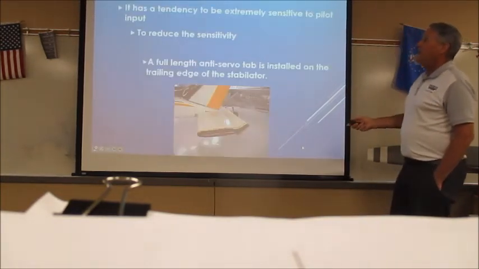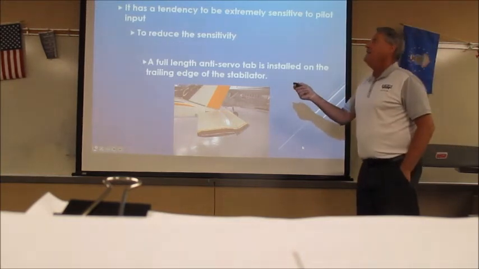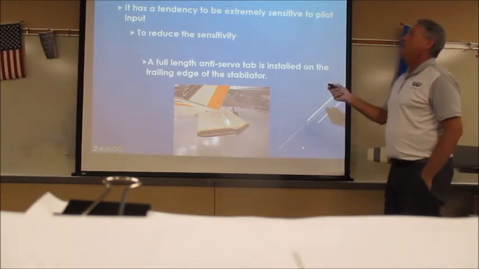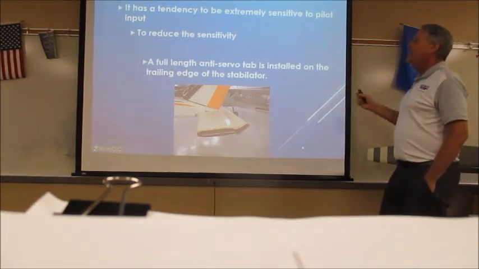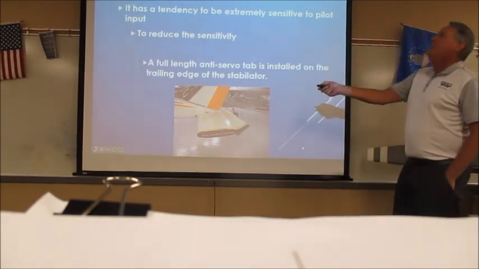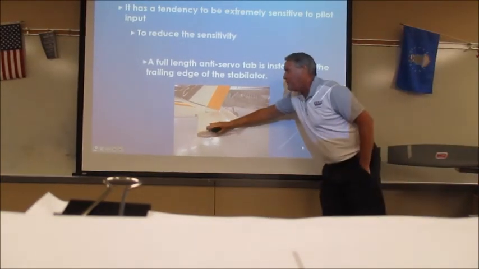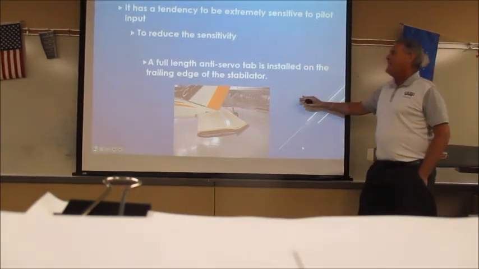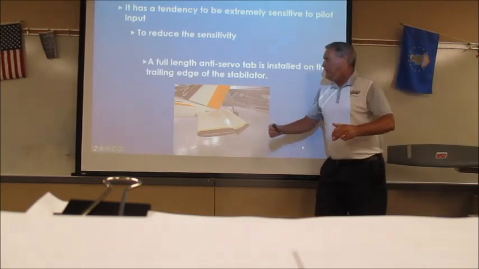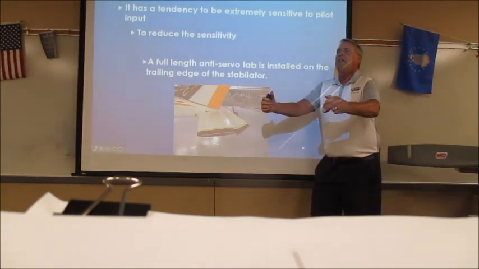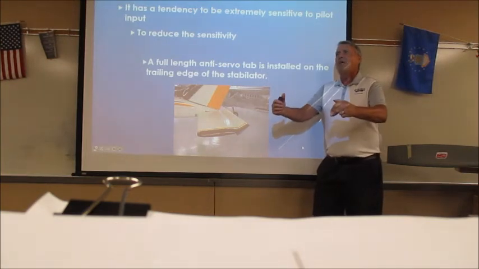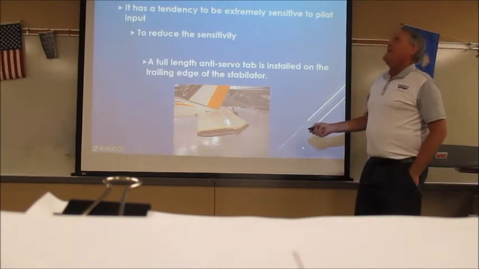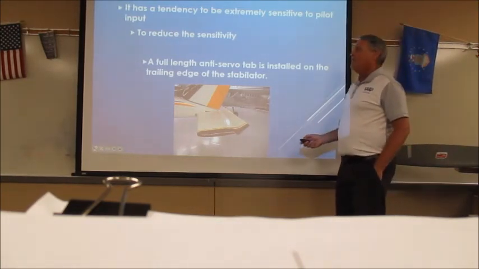Yep, stabilator. Because of the location of the pivot point for this movable surface, it has a tendency to be extremely sensitive to pilot input. So to reduce the sensitivity of your stabilator, a full-length anti-servo tab is installed on the trailing edge of the stabilator to give you some resistance. You actually have to work for it a little bit to move your stabilator. And that's what the anti-servo tab's for.